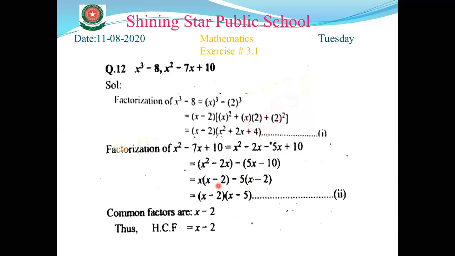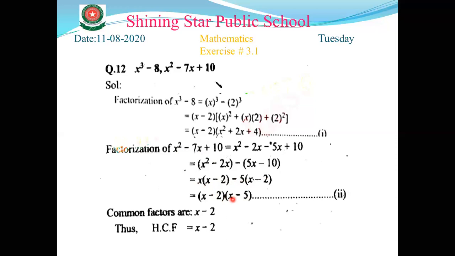It means now we can take the common x minus 2 from this step. And when we take the common x minus 2 from this step, from this term we will get x, and from this term we will get minus 5. So it means the answer of x square minus 7x plus 10 is x minus 2 and x minus 5.